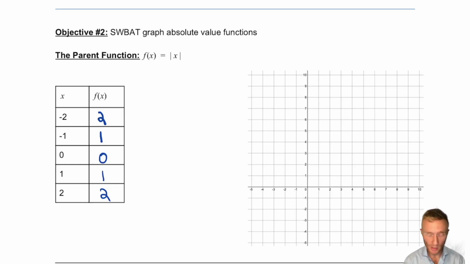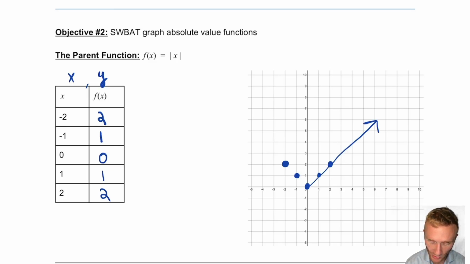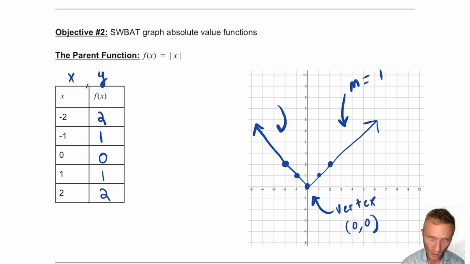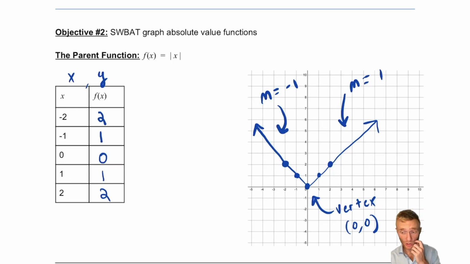So we could plot these points, right? x, f of x, that's the same thing as saying x comma y. So we have negative 2 comma 2, negative 1 comma 1, 0 comma 0, 1 comma 1, 2 comma 2. This is what your absolute value parent function is going to look like. It will have a vertex at 0, 0, and both of the lines coming off of it will have slopes. On one side the slope is 1, on the other side the slope is negative 1. One is going up 1 over 1, one is going down 1 over 1. So that's what the parent function looks like.